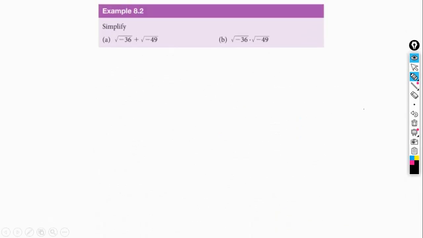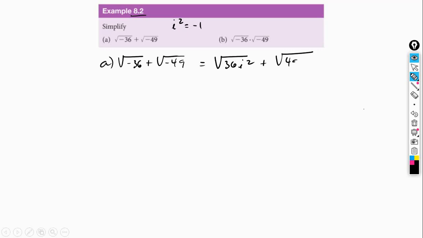So we continue with example 8.2, and they ask us to simplify a couple of expressions. So for a, we have the square root of negative 36 plus the square root of negative 49. Now, remember the principle, i squared is equal to negative 1. So we can rewrite this as the square root of 36i squared plus the square root of 49i squared. And then from here, we're going to get 6i plus 7i, which gives us 13i.